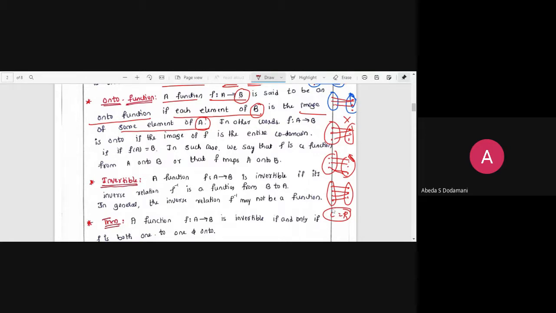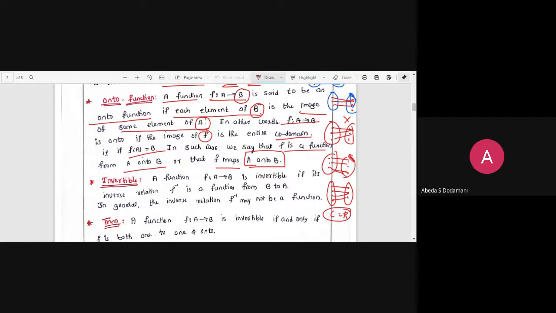Clear? Following, guys? Yeah. In other words, f is a function from A to B is onto if the image of f is the entire codomain. That's what entire codomain means. If codomain is equal to range, that's what they're trying to say. Okay? If f of A is equal to B, in such case we say that f is a function from A onto B, or f maps A onto B. We say that f maps A onto B, or f is a function from A onto B. Onto means it's an onto function.